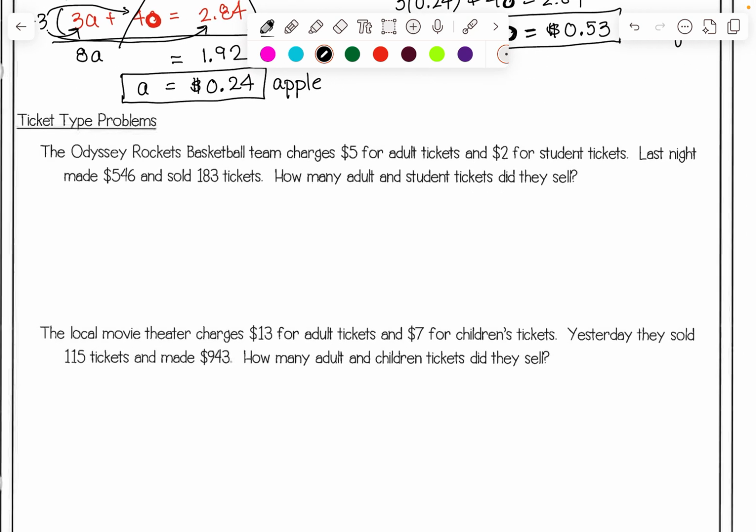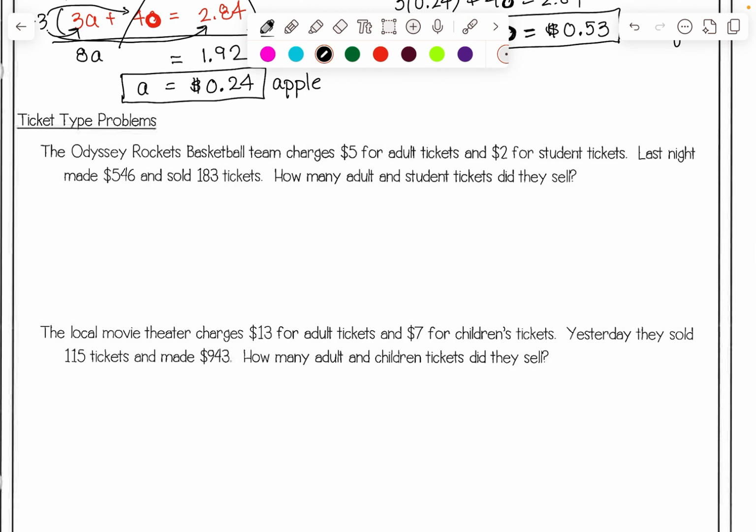The Odyssey Rockets basketball team. They charge $5 for adult tickets and $2 for student tickets. Again, identify variables: a for adult tickets, s for student tickets. And they make $546. I'm going to set this equal to $546. My second equation is going to come from the same statement. They sold a total of 183 tickets. That means the number of adult tickets plus the number of student tickets is equal to 183 tickets sold. Those are my two equations.